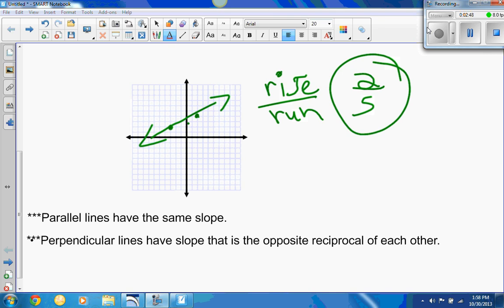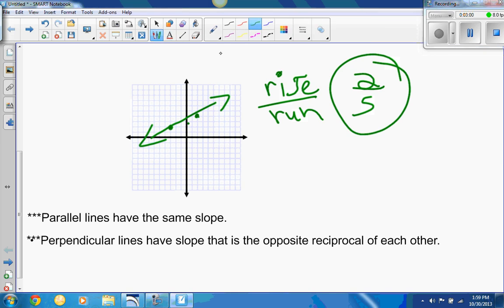Okay, so then there are two other rules that go along with basic slope that we need to remember. The first one is that parallel lines have the same slope. So if I was going to draw another line in here at exactly the same slope as that last one, it's parallel, right? That means it's running at exactly the same slope.